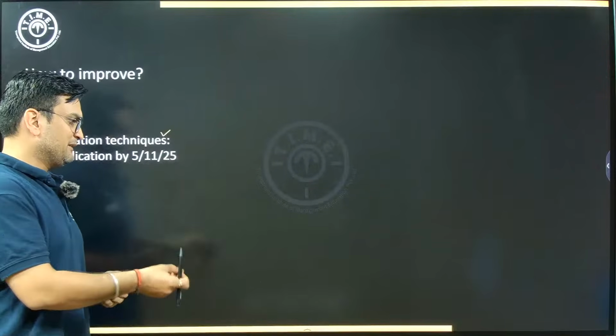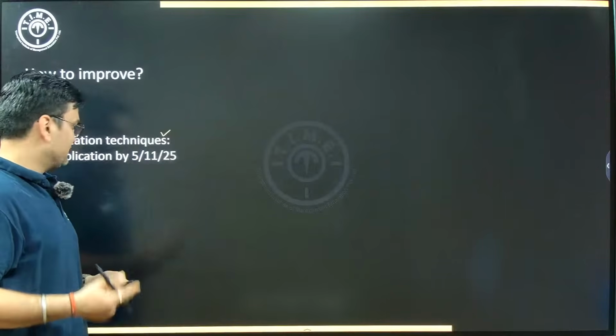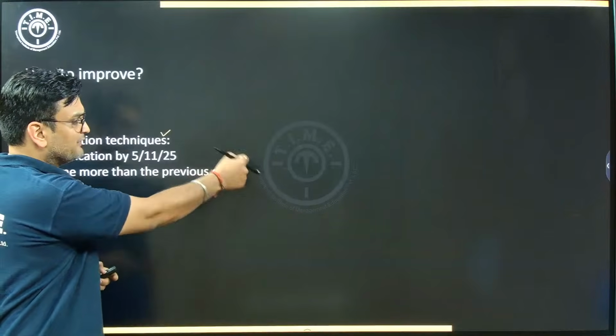So what are the techniques? Multiplication techniques. So multiplication by 5, there is a method. 11, we already saw there is a method. 25, there is a method. By one more than the previous one, right? Ekadikena Purvena, right?